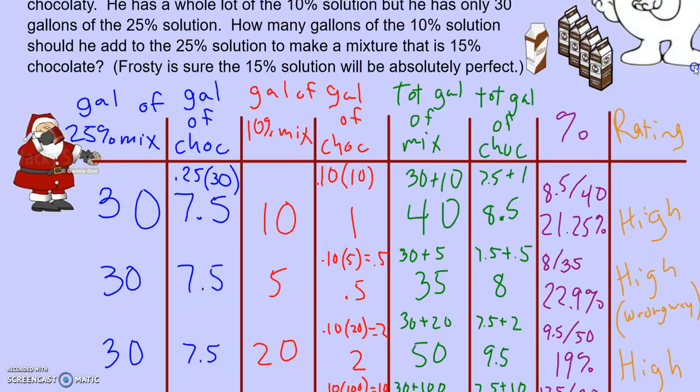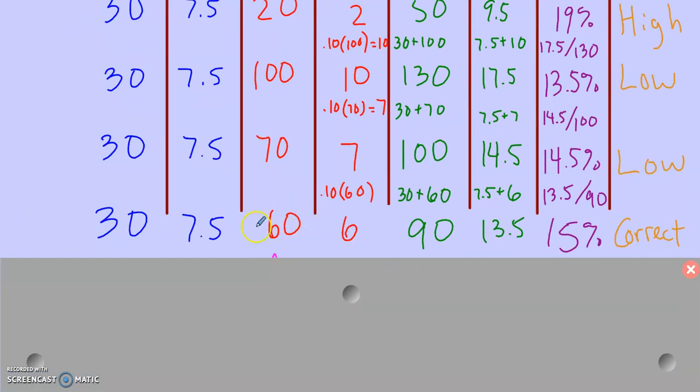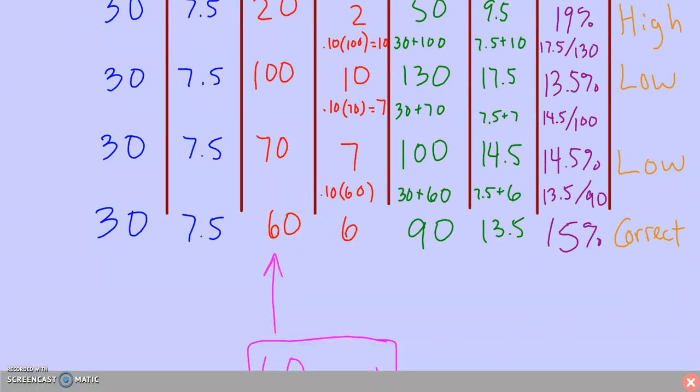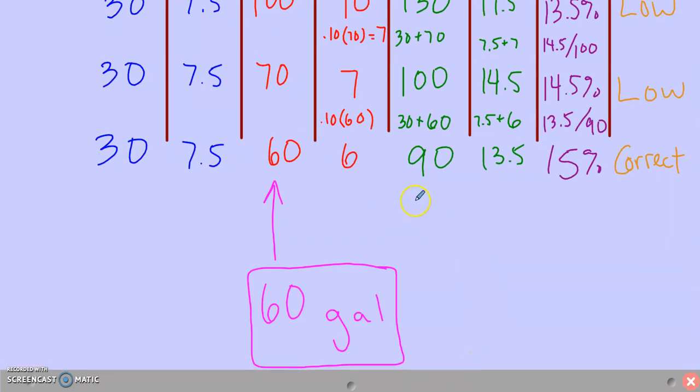However, make sure you go back and read the question. How many gallons of the 10% solution should he add? Gallons of 10% is that first red column there. So this is the number I'm looking for. I'm looking for this answer of 60 gallons. So be careful to read the question, because I might have asked how much total does he have in the end, and he has a total of 90 gallons of this mixture by taking 30 gallons of the 25% and adding to it 60 gallons of the 10% solution. He was able to create 90 gallons of a 15% solution, but my answer here is 60 gallons.